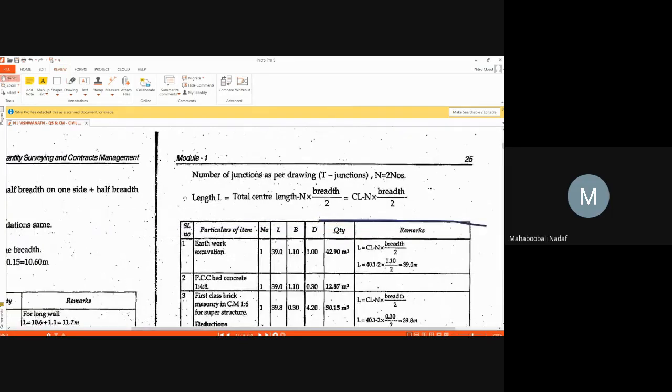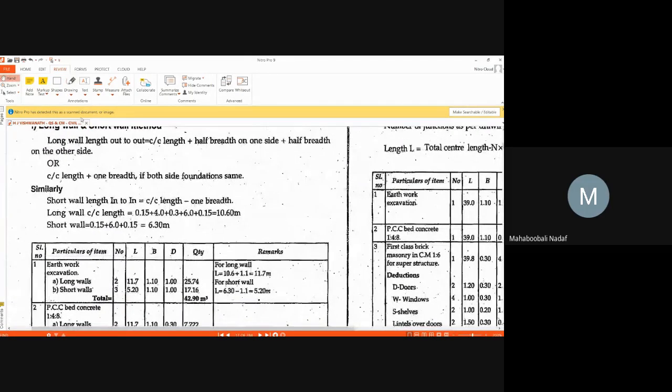Okay, so you have already calculated, na? Very intelligent people. 10.6 is the long wall center to center. 6.3 is the short wall center to center. Very good. Everyone, it is clear? Only few people are answering. Yes, sir.